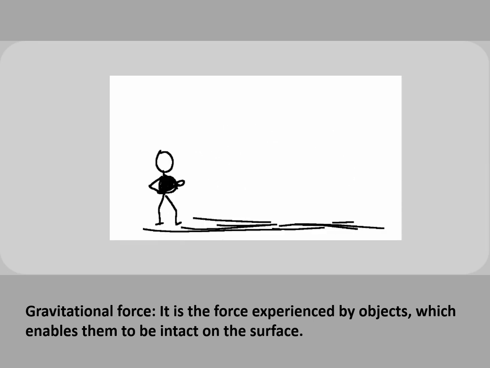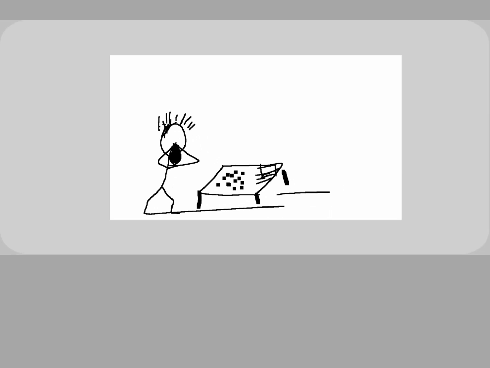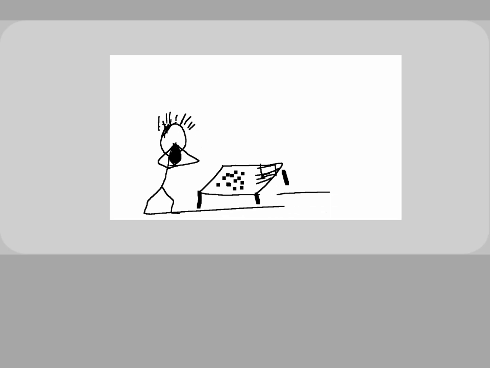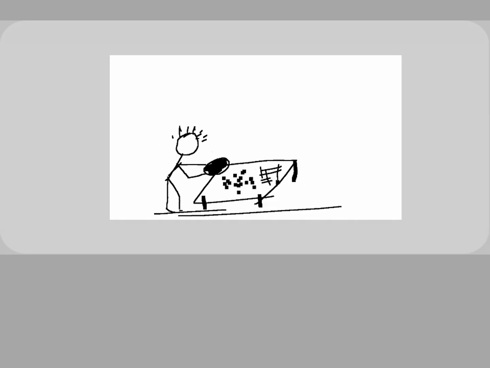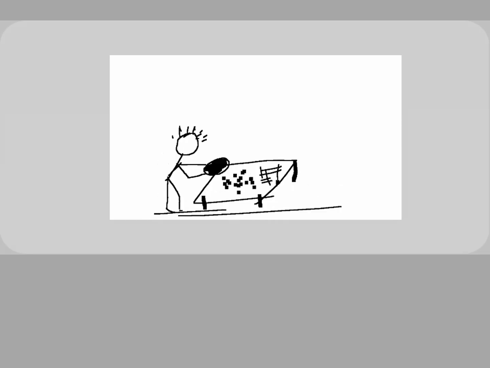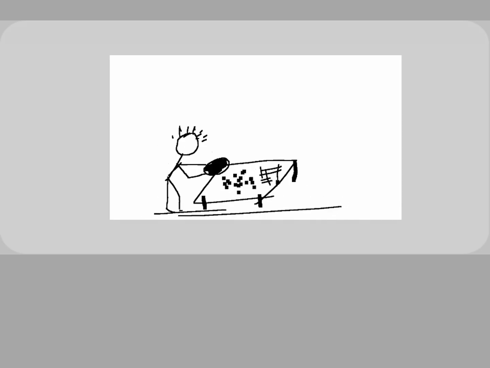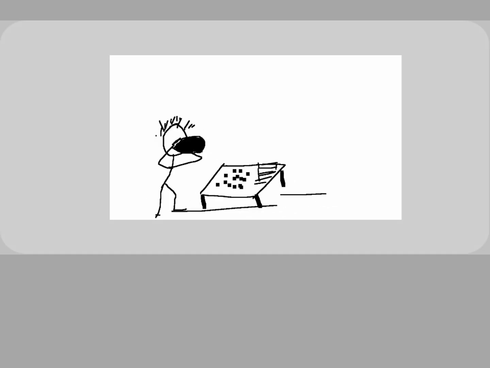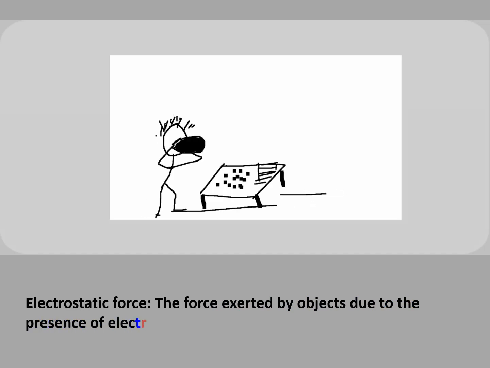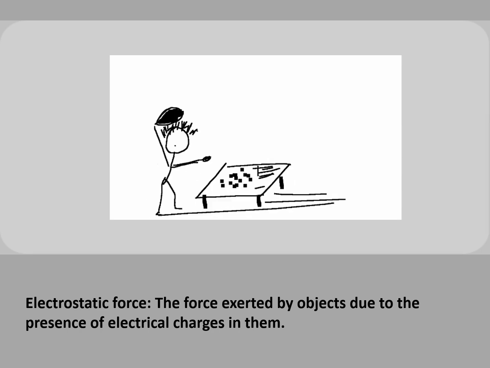In the second illustration, we can see a person trying to blow up a balloon, and he rubs it against his hair. There are some bits of paper, black in color, on the table. When he rubs the balloon on his hair and brings it near the bits of paper, the bits of paper get attached to the balloon. This is due to the electrostatic force, or the electric force, that is present due to the rubbing of the balloon on the hair.